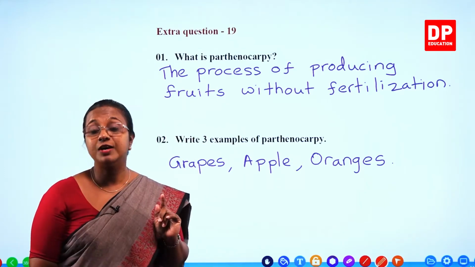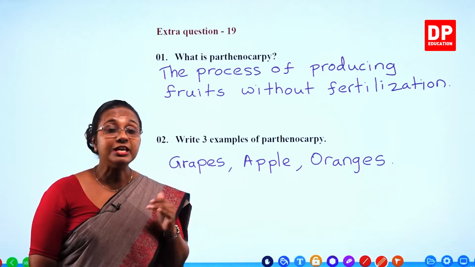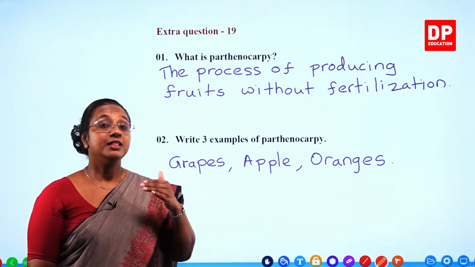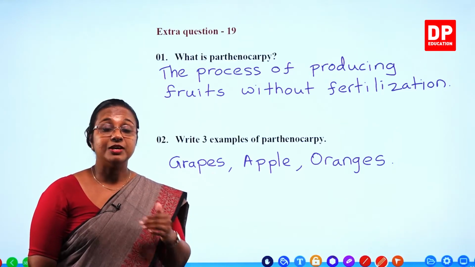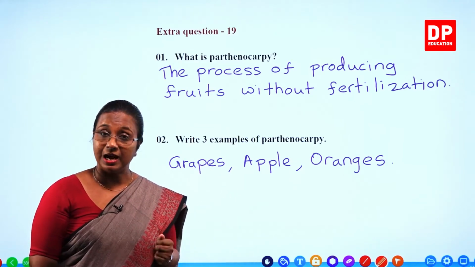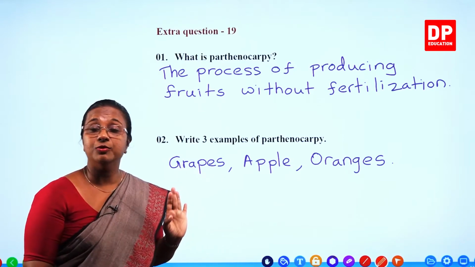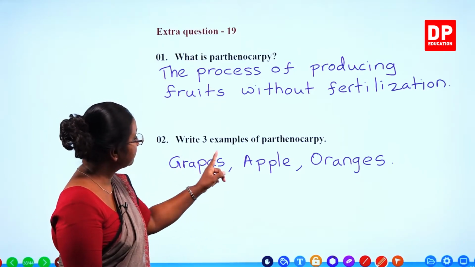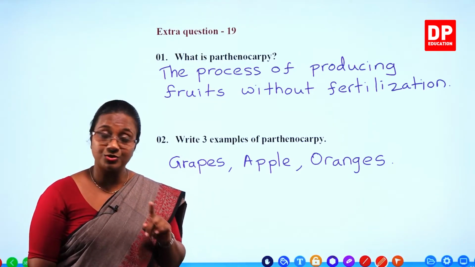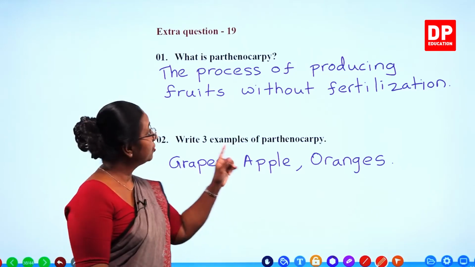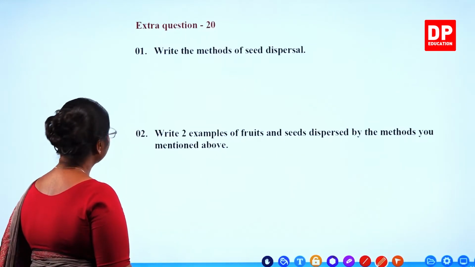that is the process of producing fruits without fertilization. So only if fertilization occurs, the ovules will be converted. The fertilized ovules will become the seeds. So without fertilization means there will be no seeds. So these fruits are known as seedless fruits. You all can remember that. So with that, students, I'll move on to the next question.